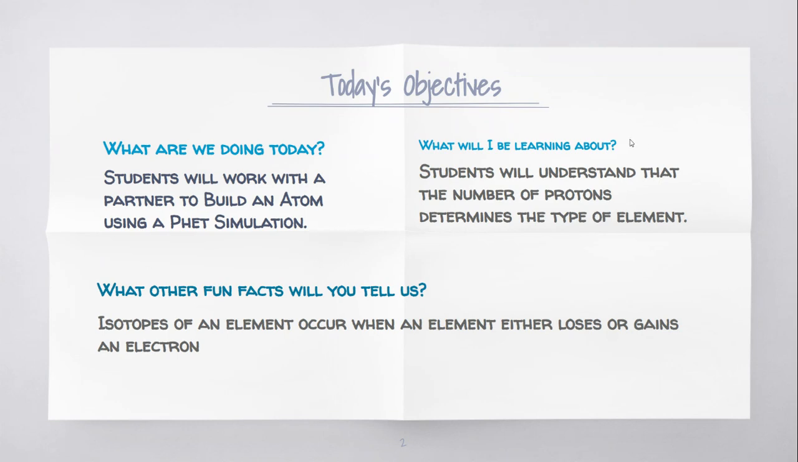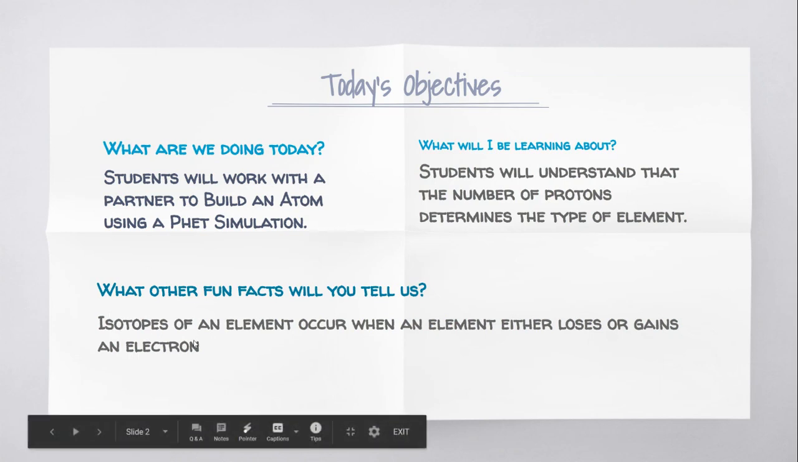What's your focus? Today, you're going to understand that the number of protons determines the type of element. So again, it's the number of protons. The number of protons, we learn, is the same as the atomic number, and that's exactly how the elements are arranged in order on the periodic table, according to that atomic number. What other fun facts do you have to tell us, Miss DeAngelis?